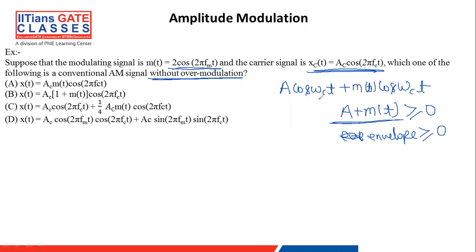Now this is the form of the AM, but you see the first option is not in this form. It has just one term, AC MT cos omega ct. So this is not the AM signal. Now let's come to the second case.